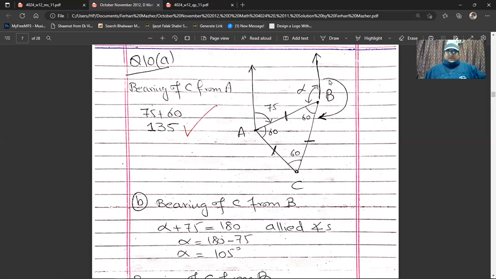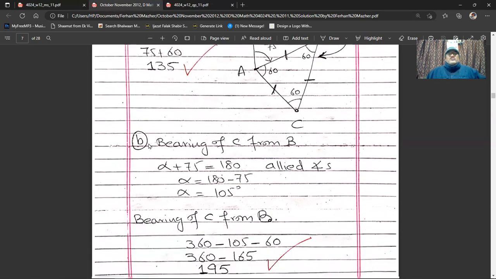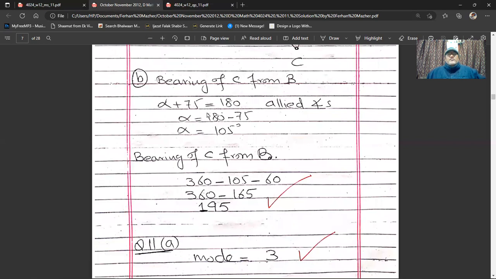Once I know the value of the alpha, then the whole angle here will be 360. From that 360, if I subtract 60 and the alpha, I will get this outer angle. That will be the bearing of the C from the B. So this is how you will find this. Alpha plus 75 equals 180, the reason being they are allied angles. So the alpha will be 180 minus 75, and alpha will be 105.